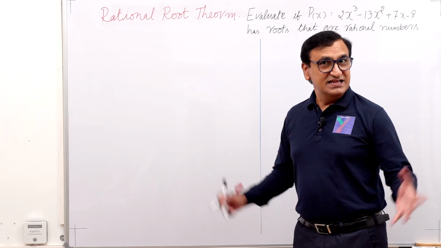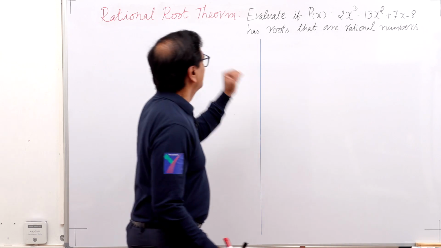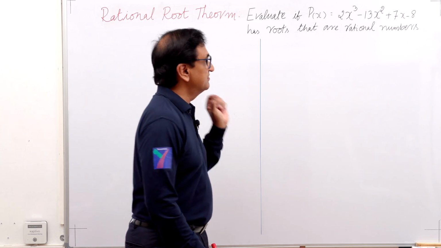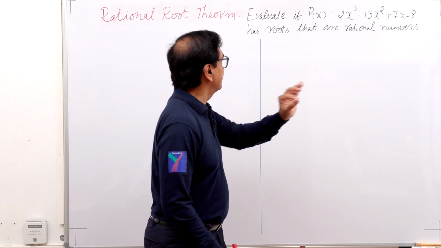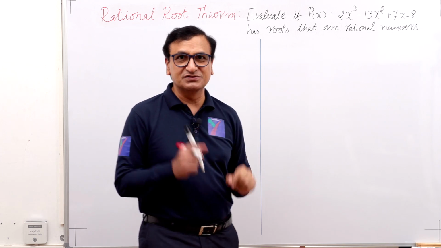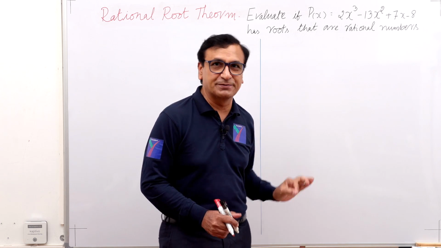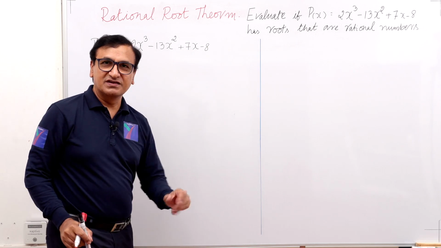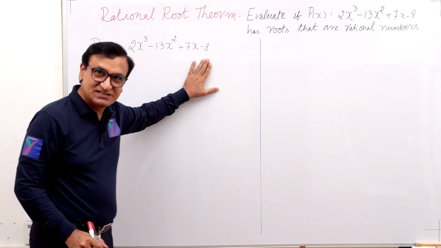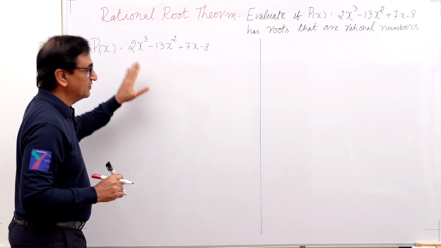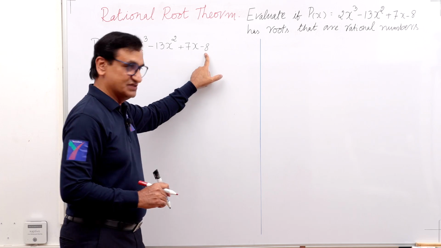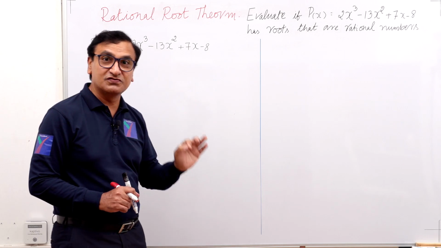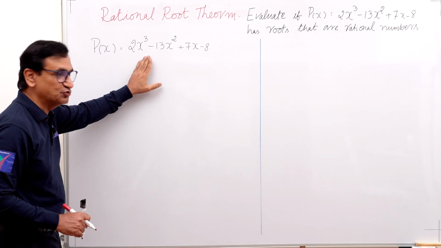Okay, let's look at our first example. Evaluate if p of x equals 2x^3 minus 13x^2 plus 7x minus 8 has roots that are rational numbers, and we are going to apply the rational root theorem. Okay, here a0 is minus 8 and an is 2, because the constant term a0 is minus 8 here, and an, that is the coefficient of the highest exponent, that is x cubed, is 2.